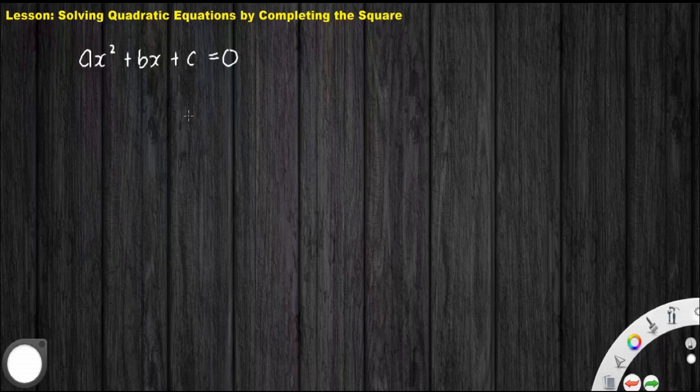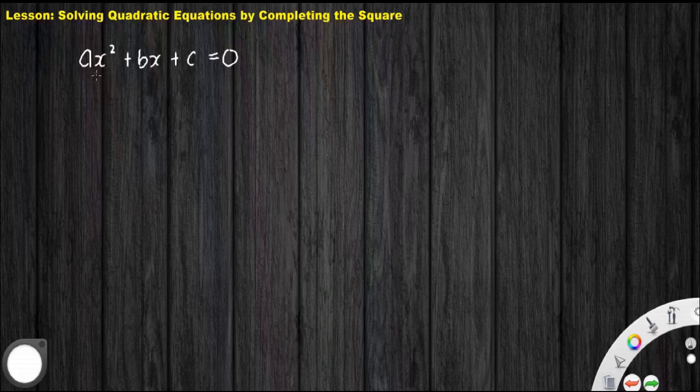How to solve a quadratic equation by completing the square. Now, we can solve a quadratic equation in just 5 simple steps. Dito, ituturo ko sa inyo muna yung 5 steps na yon sa pamamagitan ng mga examples. Pero dito, let's have a short recap about our lesson last time.